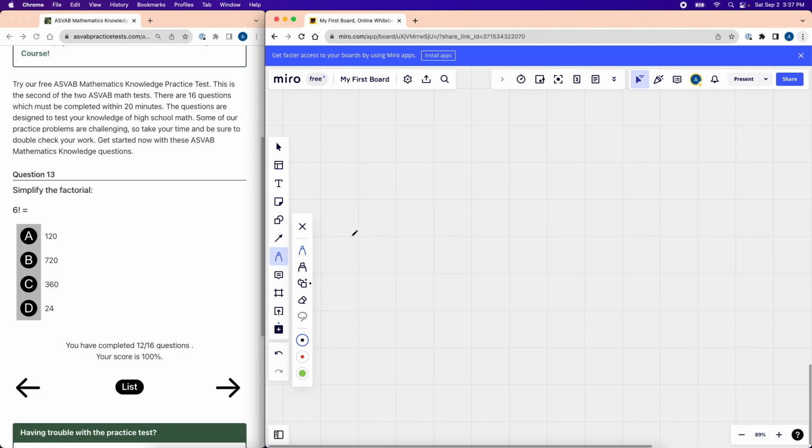All right, this one's a little bit easier if you can remember what factorial means. Again, factorial just means you're going to take that number and multiply it by all the other numbers that are smaller than it down to 1. So what this means is I have 6 times 5 times 4 times 3 times 2 and times 1. The times 1 doesn't really matter because anything times 1 is just that number itself, so we can kind of forget about that one.